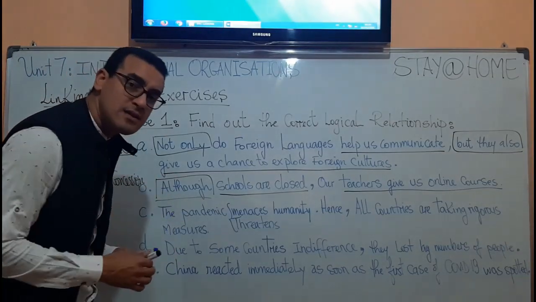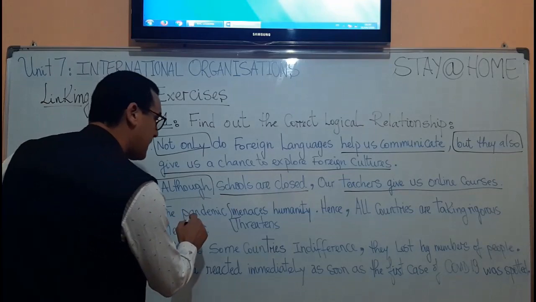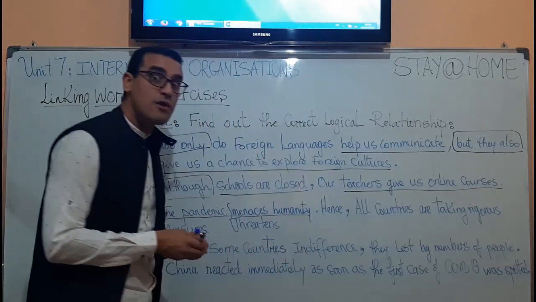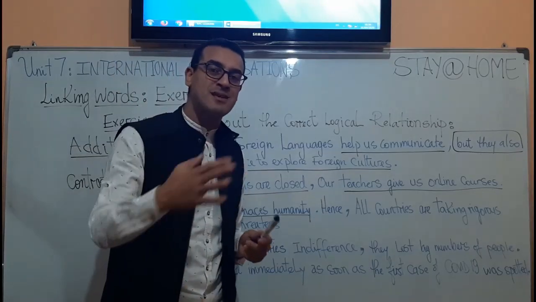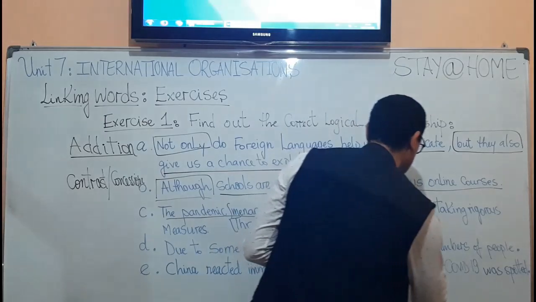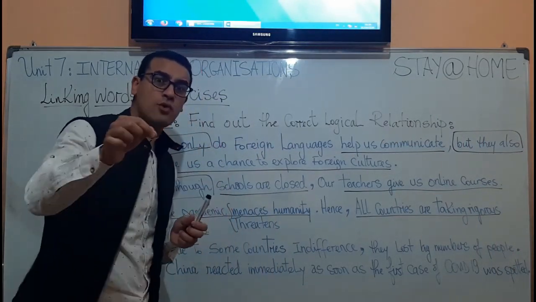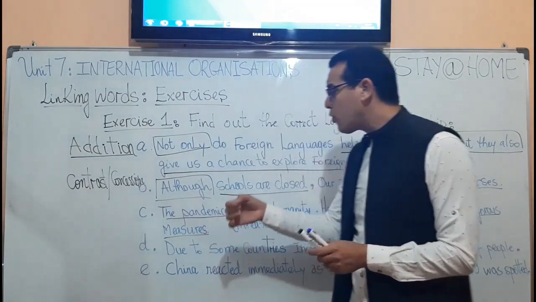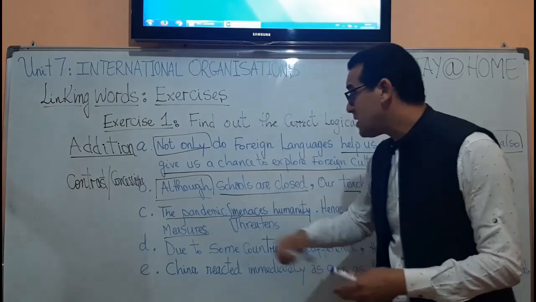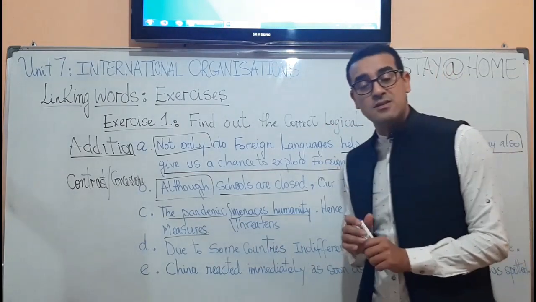So we have two ideas here that we are trying to link, or join. The first one is the pandemic. It menaces humanity. It threatens human existence on the planet. So all the countries are what? Taking some rigorous measures. So why are countries taking these rigorous measures? It's because the pandemic menaces or threatens humanity or human existence on the planet.